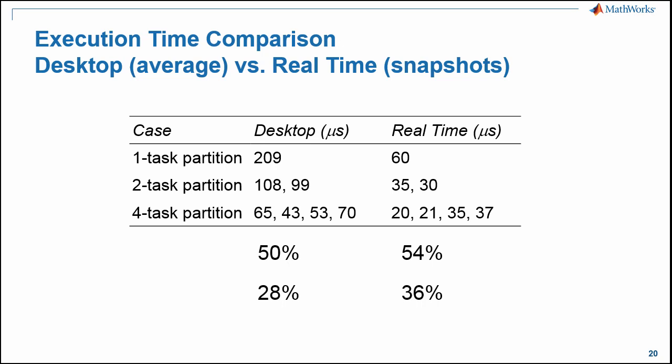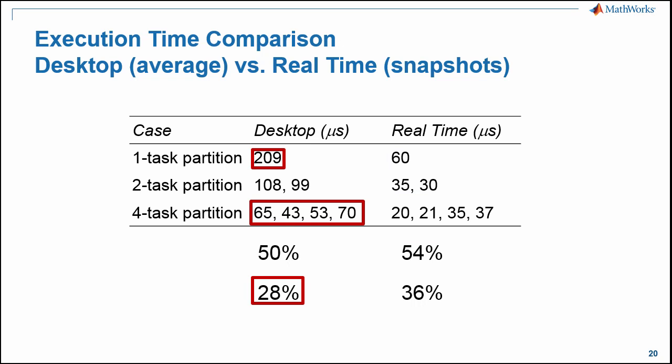And finally, this table summarizes the comparison between the desktop and real-time results. What we are seeing is in rows the 3 partitioning options, and in columns the desktop and real-time options. So if we compare 1 and 2 task partition, what we observed is that it took 50% of the time to execute the 2-task partition with respect to the 1 task for the desktop, and about 54 for the real time.